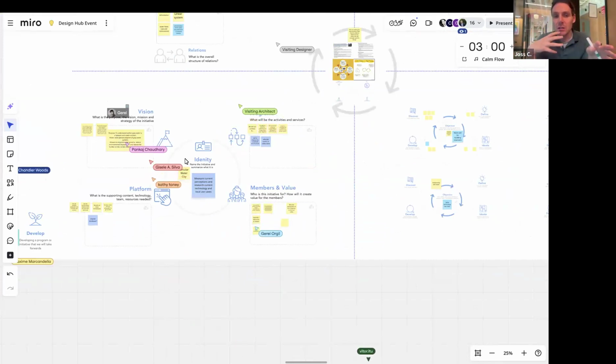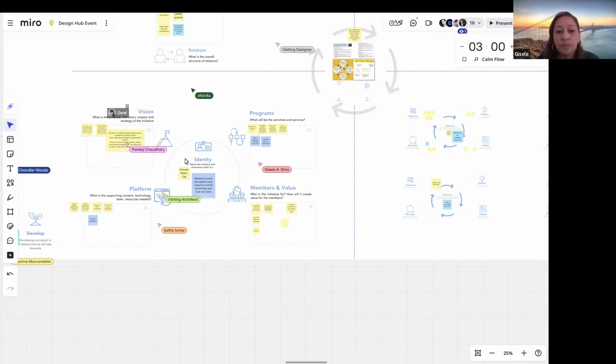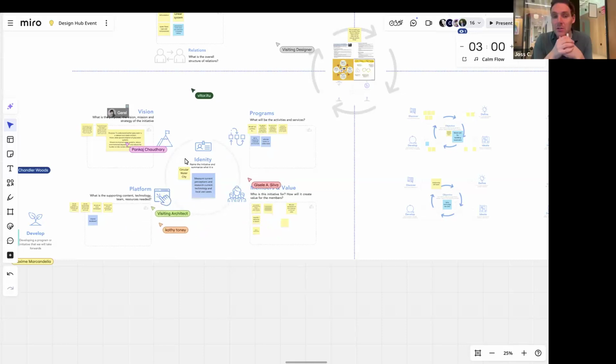And to do that, we need to think about the identity. How do we communicate this, the vision, the mission? What's the value it's going to create? What's the supporting platform that's going to be needed? What are the activities and services it's going to provide, and so forth. And thus, by the end, we hopefully have this kind of ideation and initiative.